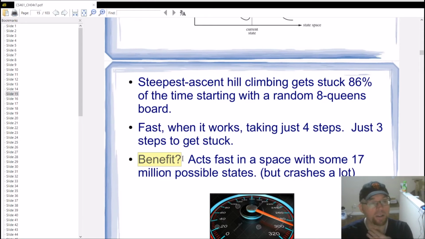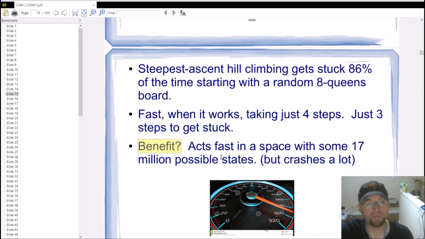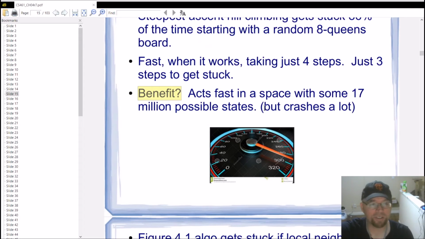But when it works, right? 4 steps and you found a solution. Right now it gets stuck 86% of the time, but the other 14% of the time, man, 17 million nodes. You just have to look through 4 of them, basically. You know, and their successors, but that's it, right? 17 million nodes. Imagine that tree compared to this. Okay, very, very fast, but crashes a lot, right? Why does it crash a lot? Because it gets stuck.